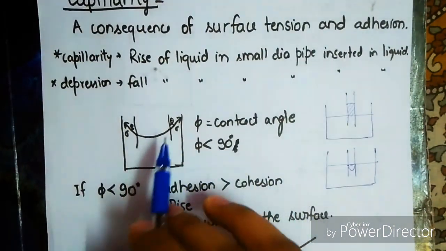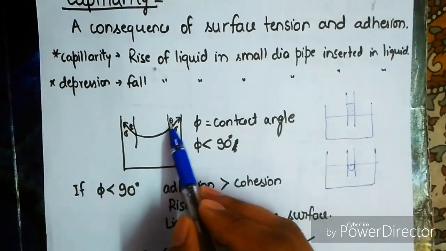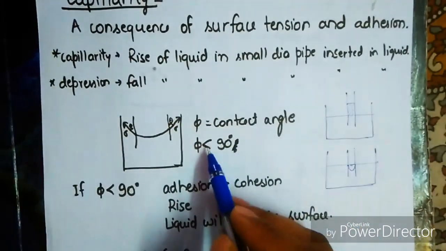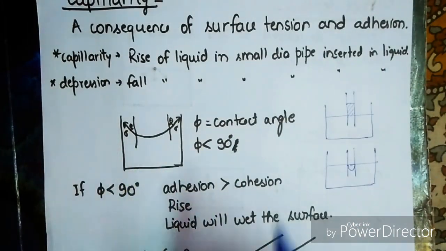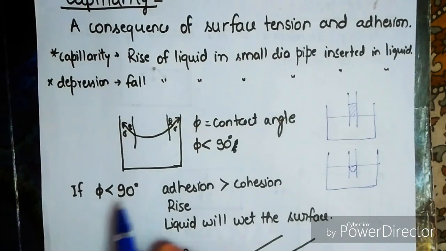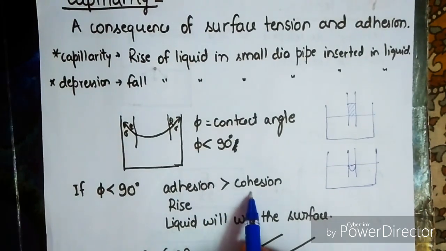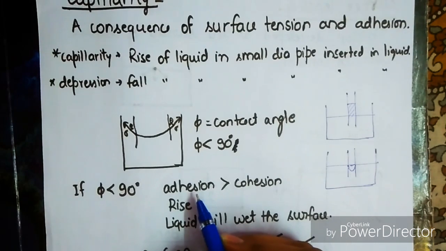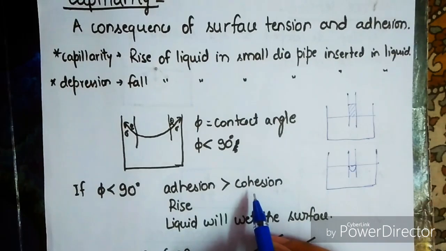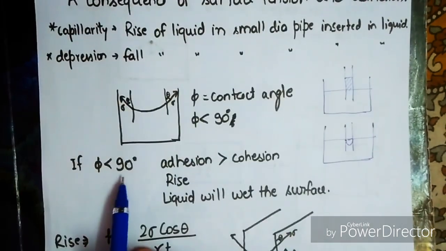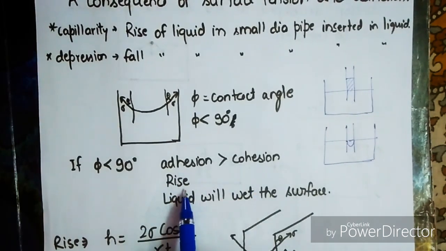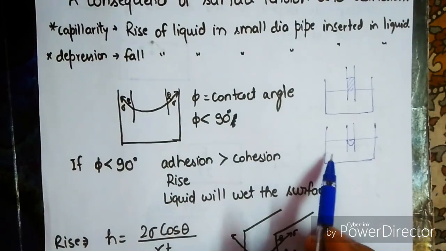Okay, here we have phi equals contact angle, phi or theta. This is the contact angle. It is usually less than 90 degrees for this action of capillarity. Okay, now if phi is less than 90 degrees, that means adhesion is greater than cohesion. Adhesion is between different media, like between liquid and solid, and cohesion is between the same type of particles, like between liquid and liquid, between gas and gas, between solid and solid. Okay, so if phi is less than 90 degrees, then adhesion is greater than cohesion. Then there will be a rise of the liquid, and the liquid will wet the surface.